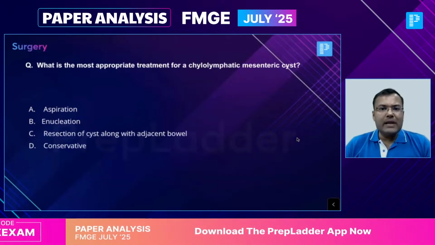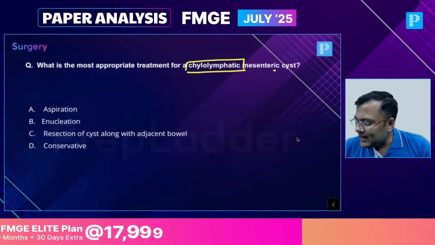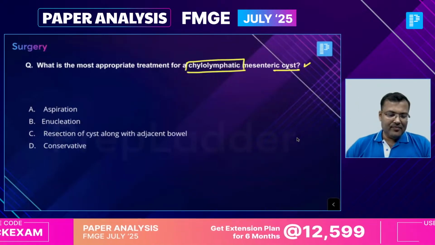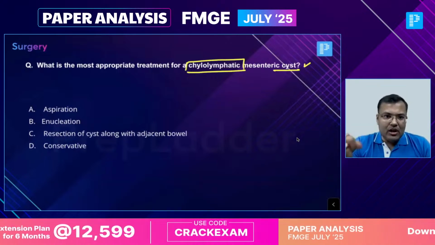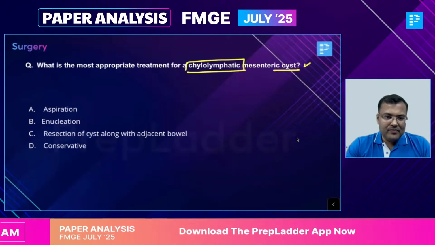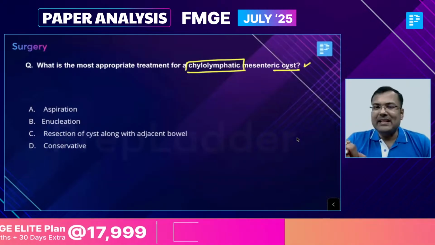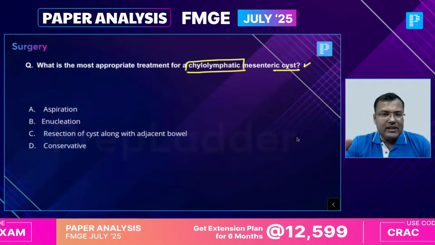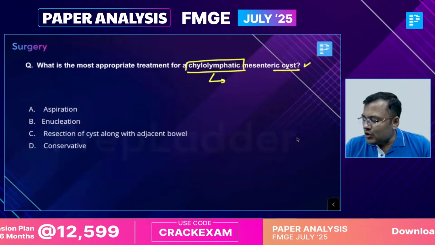Next, what is the most appropriate treatment for a chylolymphatic mesenteric cyst? Guys, tell me, what will we do in this? We go for aspiration, enucleation, or resection of the cyst along with adjacent bowel. How many types of mesenteric cysts are there? Chylolymphatic, enterogenous, simple and mesothelial, and dermoid, arising from urogenital remnant. The most common is chylolymphatic.